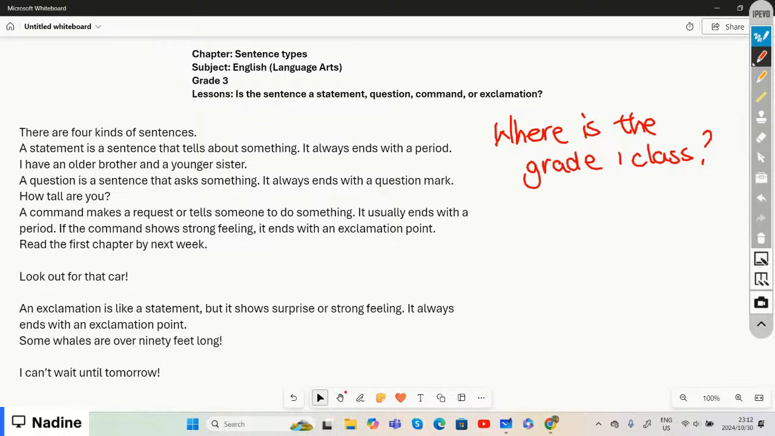So this is a question. Remember, we are doing sentence types, which are the different types of sentences. Even with somebody saying, well, do you want to be friends? That is a question. Your sentence needs to end in a question mark. Where are you from? I am from Nigeria. I am from South Africa. I am from Canada. That is a question that is being asked, right?